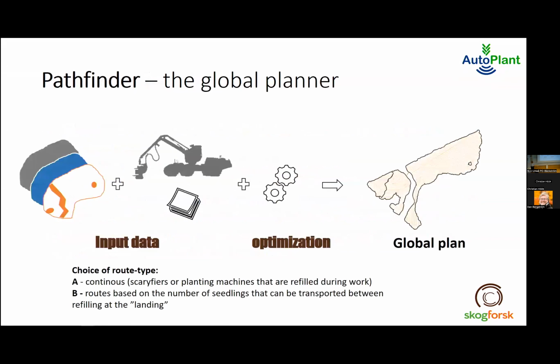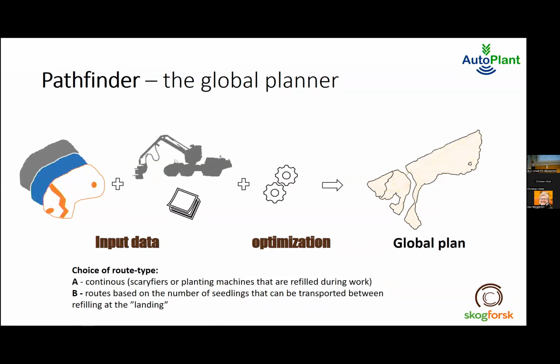And this tool, Pathfinder, it needs input data, of course, and then it does optimization, and it will provide a global plan. But that global plan at the moment is not very detailed. It's more like the direction of how to drive and where to turn and so on. It's not like very precise, but we're working on that as well.